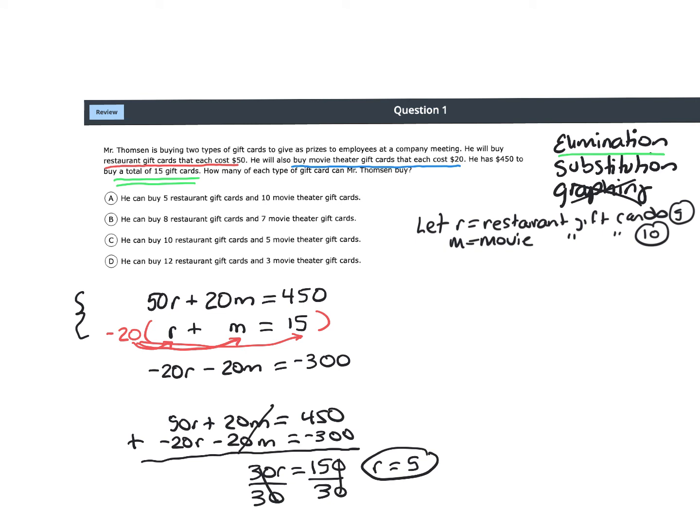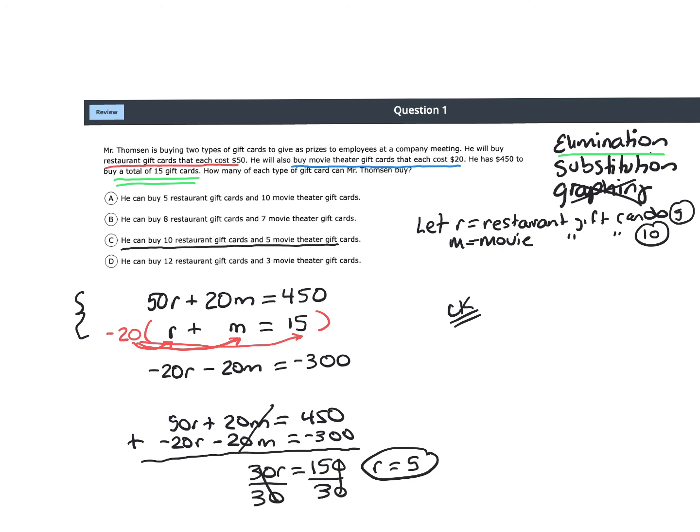So do we have one combination of that? Yes, 5 and 10. So let's check it out. Does that work? So 10 restaurants, well, the restaurants cost $50, and we know that he can buy 5 movies. Oh, I have this backwards. I hope you noticed that mistake. I could tell right away that's over 450. So it was 10 movies.